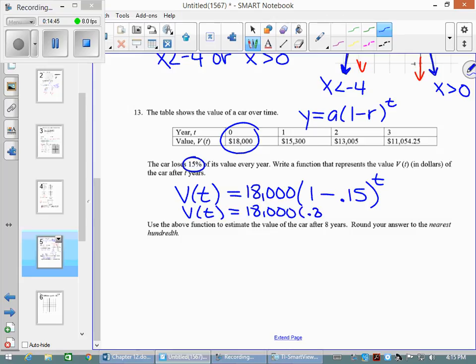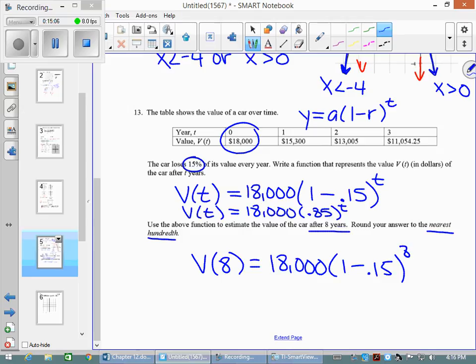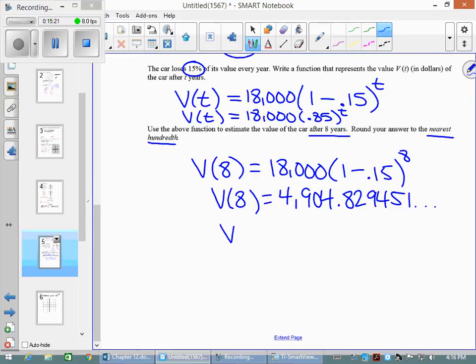All right, now we're being asked to use this function to estimate the value of the car after 8 years, round to the nearest hundred. Okay, so I have to use my equation up above, and I'm plugging in 8 for years, so 8 becomes my t. And then I'm going to just plug this into my calculator. It comes out to be $4,904.82, and the decimal goes on. They want us to round to the nearest hundredth, which would be 2 decimal places, so $4,904.82.